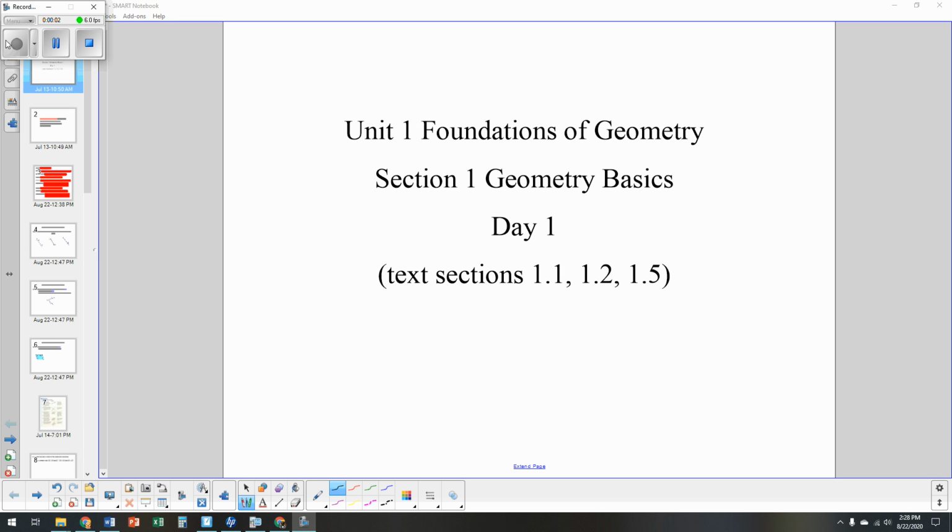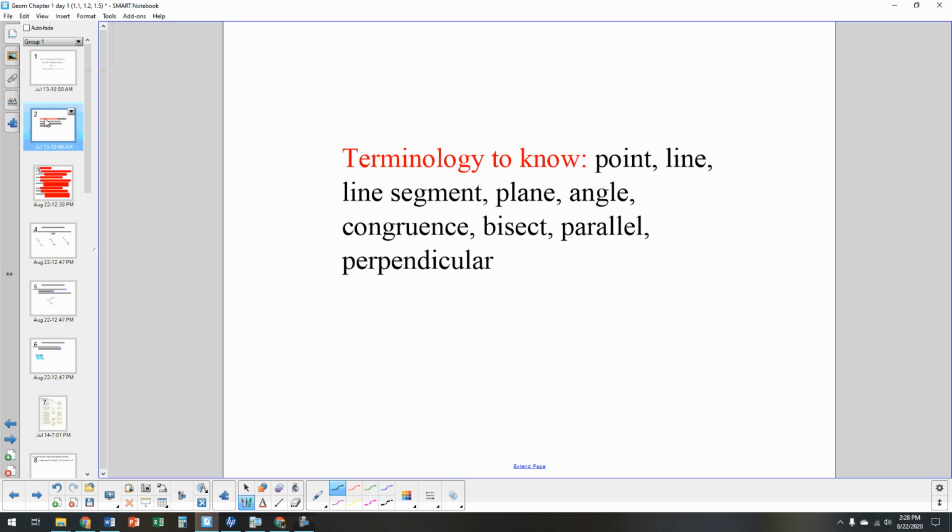This lesson is for Unit 1, Section 1, Day 1. It's going to cover some topics that are in Sections 1, 2, and 5 from Chapter 1 in our textbook. Some terminology we're going to go over, which you may already know or not: point, line, line segment, plane, angle, congruence, bisect, parallel, and perpendicular.